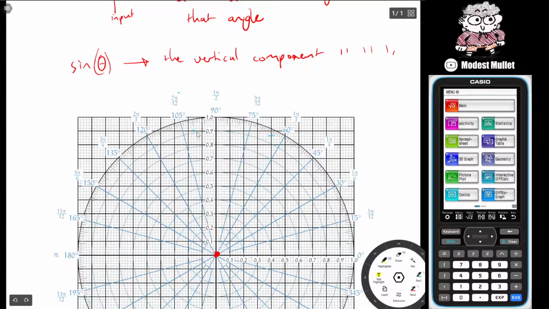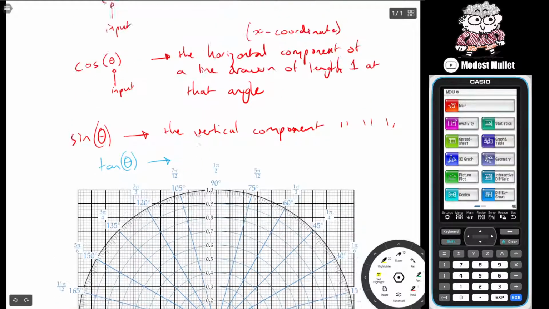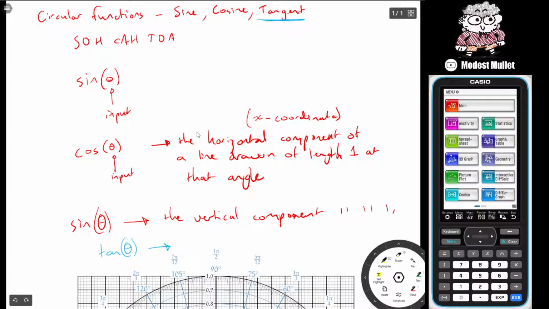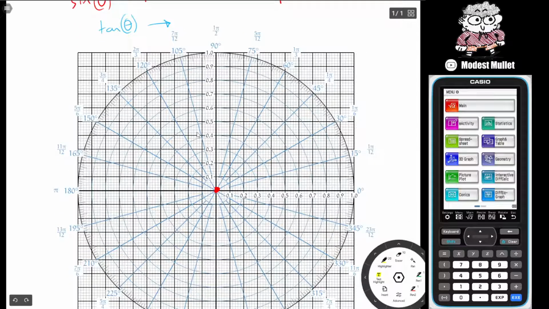So if sine is the vertical component and cos is the horizontal component, what does that leave for tan to be? Well, tan is still putting in the angle. We still have the input of the angle. And up here, when I wrote the full name of it, that should hopefully give you a hint. Tan is technically short for tangent. So let's draw in an angle. Let's do something different. Let's do 35 degrees. 35 degrees is there according to my degree increments. So there's my line drawn at 35 degrees.